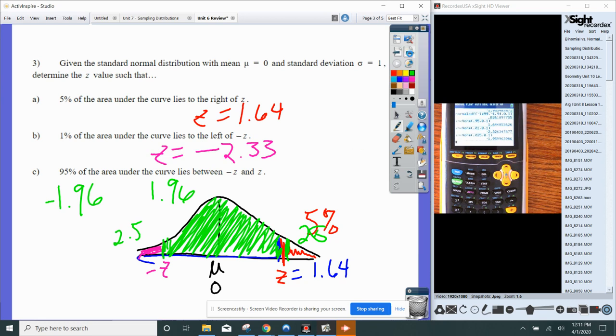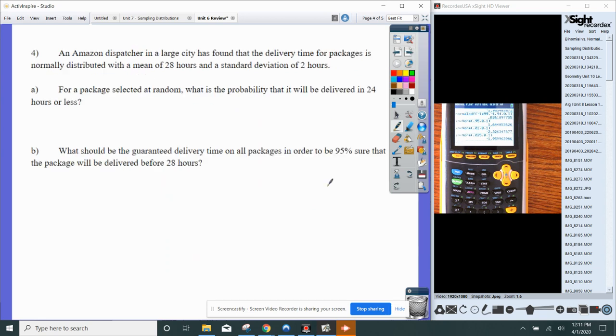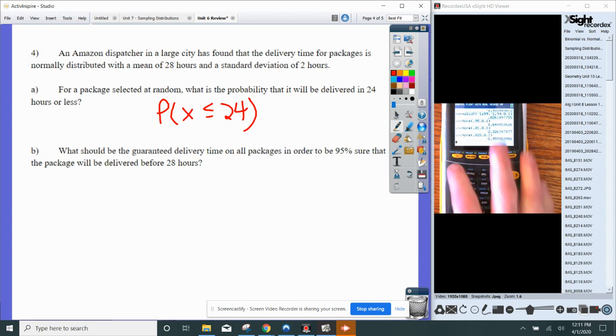Okay, and then number 4 is a word problem, I believe. An Amazon dispatcher in a large city found that the delivery time for packages is normally distributed with a mean of 28 hours and a standard deviation of 2. For a package selected at random, what is the probability that it will be delivered in 24 hours or less? So to do this one, we're looking for the probability that x is less than or equal to 24. We could convert this to a z-score or just go to our calculator and use normal CDF.